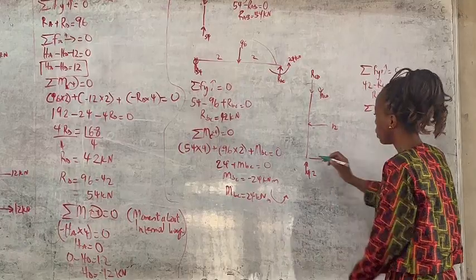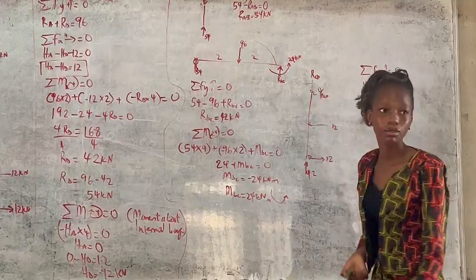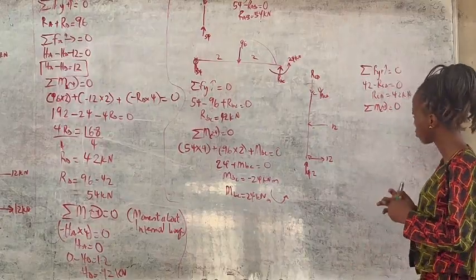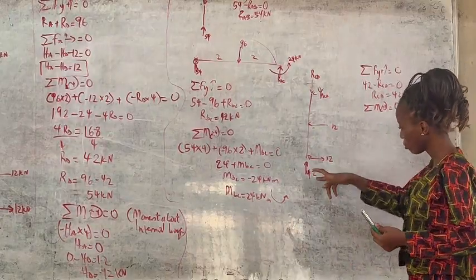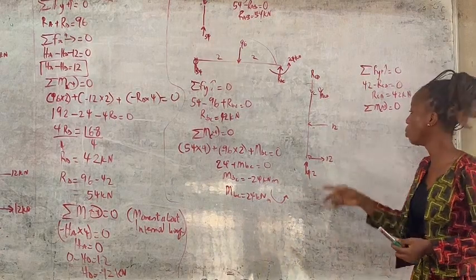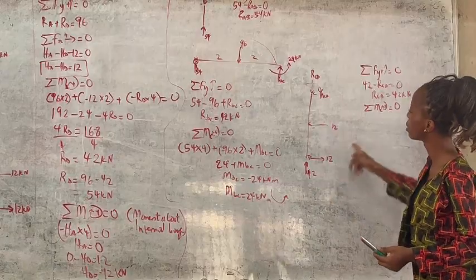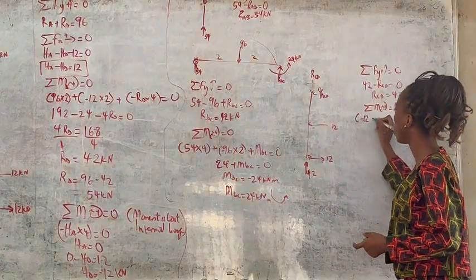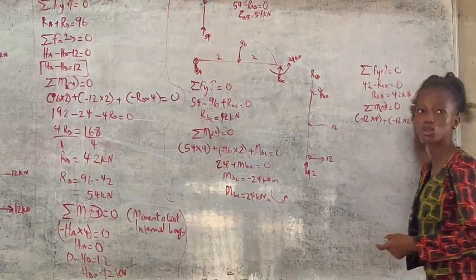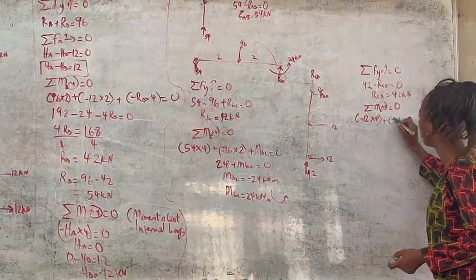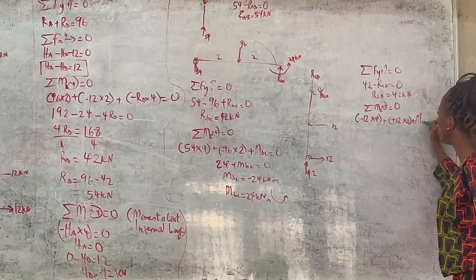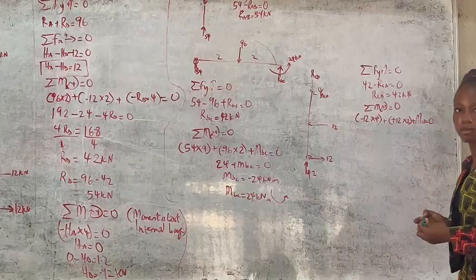Taking moment about, should we think about C or D? About C. Taking moment about C, you have what? 42 will not act. They are both on the same vertical plane. So you have what? Minus 12 times 4, plus, no, I'm sorry, plus 12 times 2, plus MC equals what? 0.